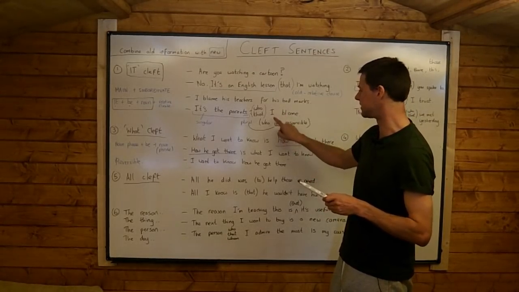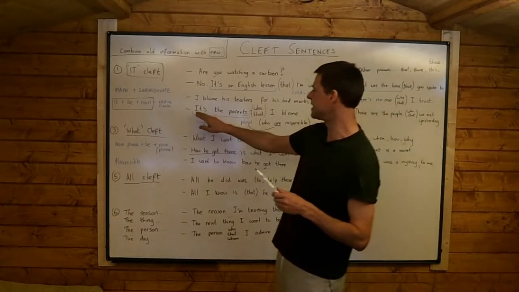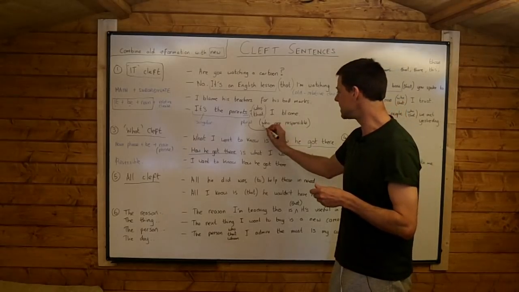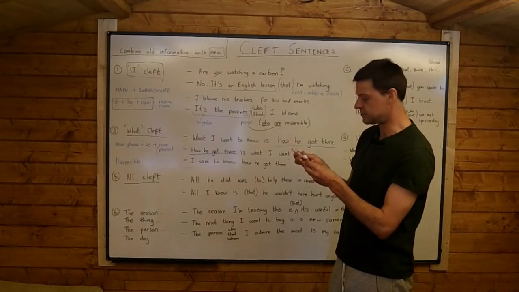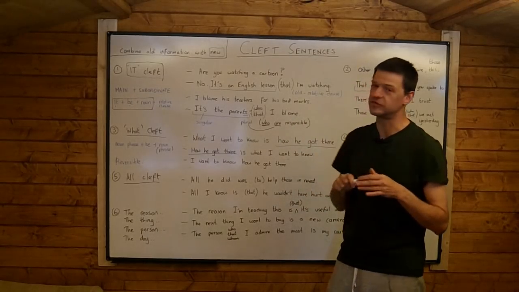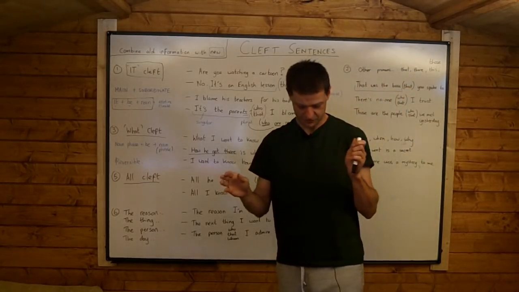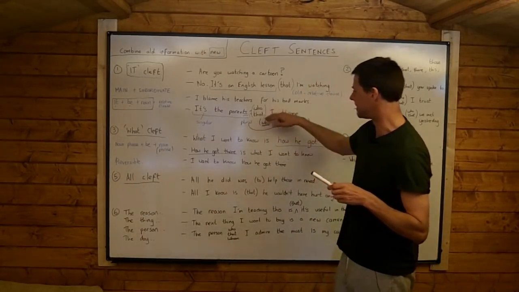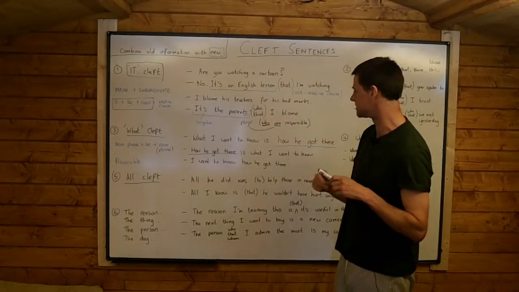If I don't have the subject here, for example, if I say, it's the parents who are responsible, then I do need who or that. I do need one of those words there then. And this is really connected to relative clauses. If you're not sure about relative clauses, go to my lesson on relative clauses and you'll find out more information about getting rid of who and that.